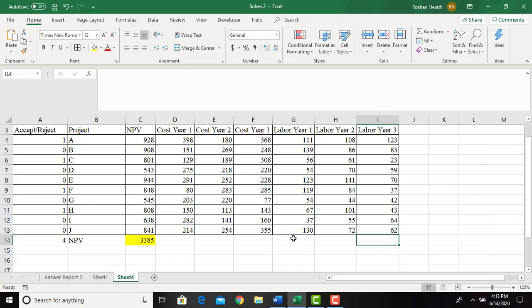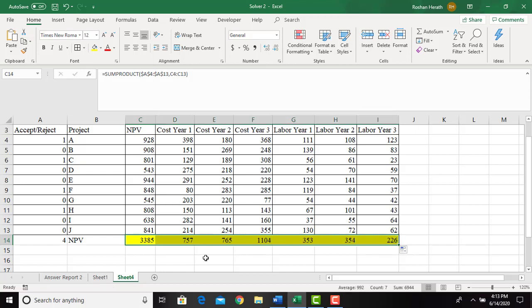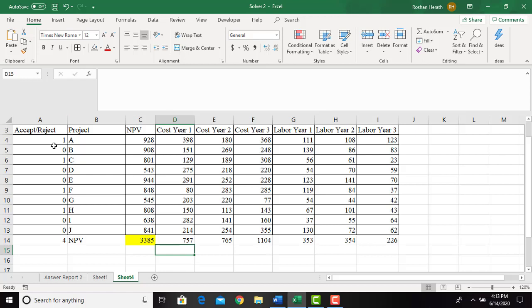You need to get what would be the labor requirement of each of these projects in each of the years. Now that is the necessity of applying the sum product. So that's why I have applied this. Now all I have to do is simply drag that, then the desired results would come. This would be the cost of year one of the projects that we accept. So just to verify ourselves, you can do it manually. The first project we accept, so therefore that particular cost, that particular investment is involved. Second project we are not, but the third project, yes, we do.